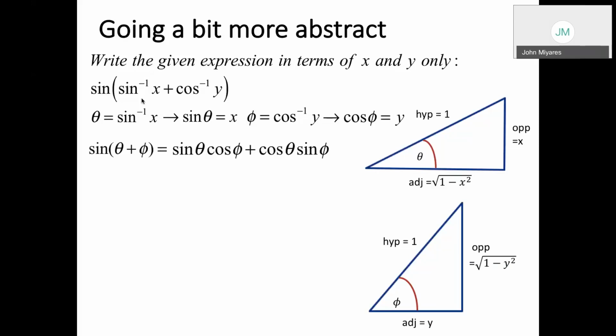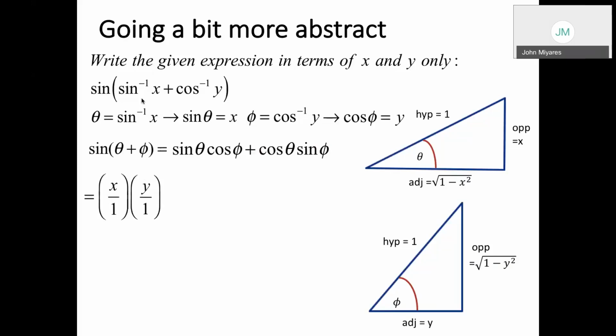The sine of the sum of two angles, x and y, or in this case, theta and phi, can be written as the sine of theta times the cosine of phi plus the cosine of theta times the sine of phi. The values of each of these pieces can be read directly from our reference triangles. The sine of theta is just x over 1, and the cosine of phi will be y over 1. Of course, we knew this part from the setup of the problem.